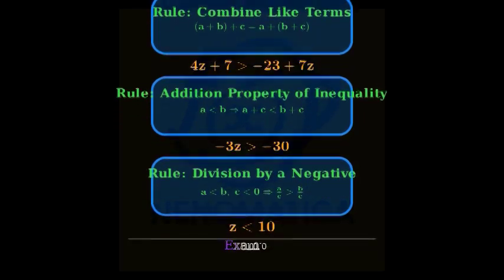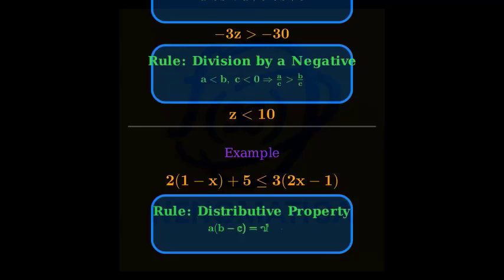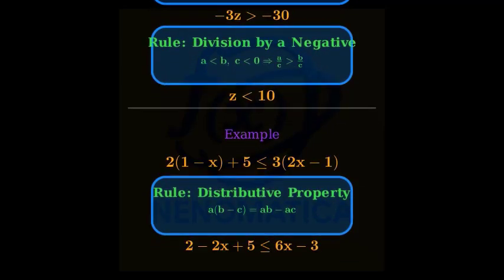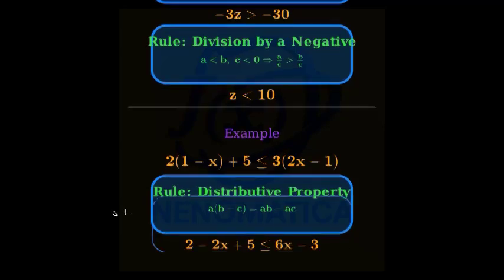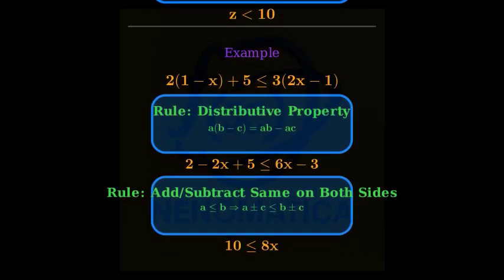Second inequality. Step 1. Distribute. 2 times 1 minus x becomes 2 minus 2x. 3 times 2x minus 1 becomes 6x minus 3. Step 2. Using the addition property of inequalities, move all constants to the left and x terms to the right, then combine like terms exactly as shown in the image. We obtain 10 is less than or equal to 8x.